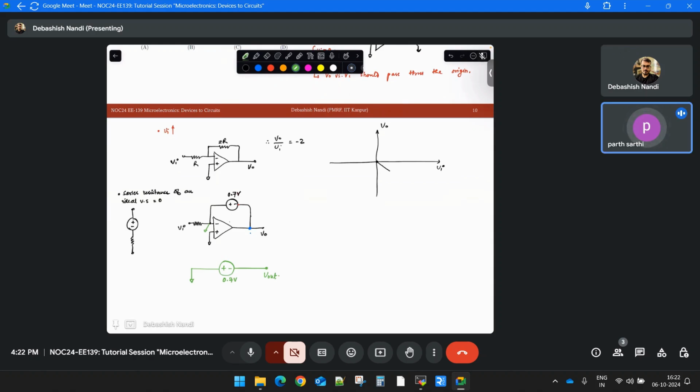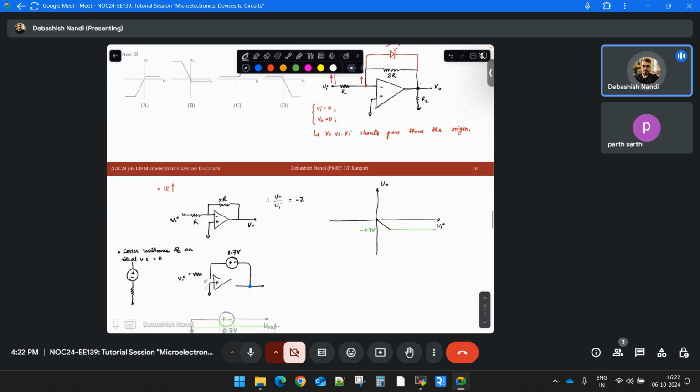Sir, 0.7 volt. Are you sure? Look at the minus sign. 0 minus 0.7 volt, so it is minus 0.7 volt, right? Yes, sir. So you see that much, right? Yes, sir.